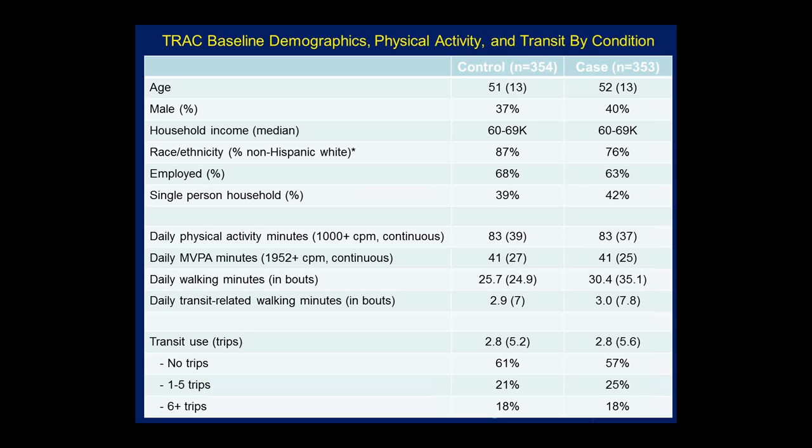The only significant difference between our cases versus controls is our cases were actually more likely to be non-white or Hispanic. And that's actually quite reflective of the corridor in which the light rail system was set. So it wasn't surprising that we found a difference there.